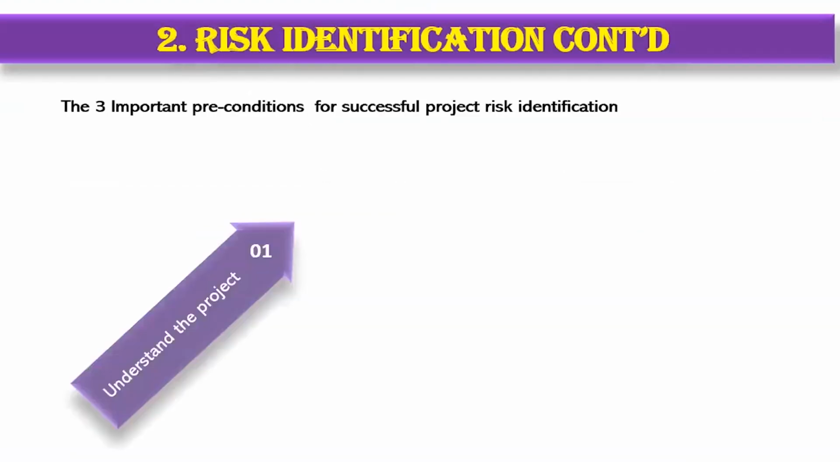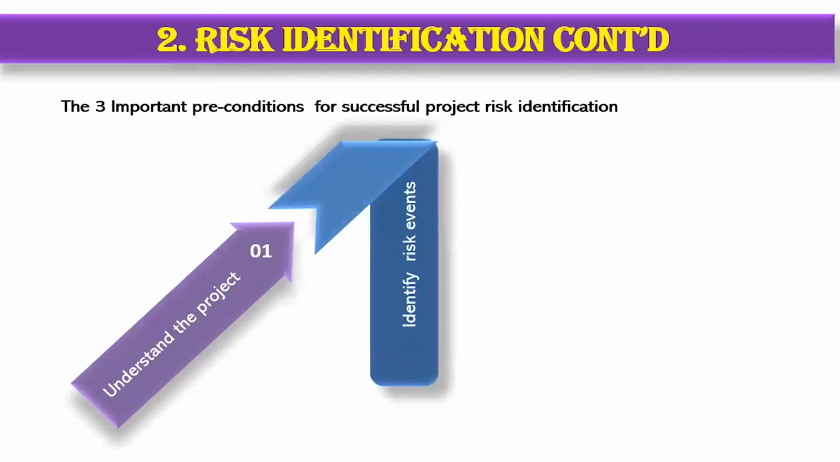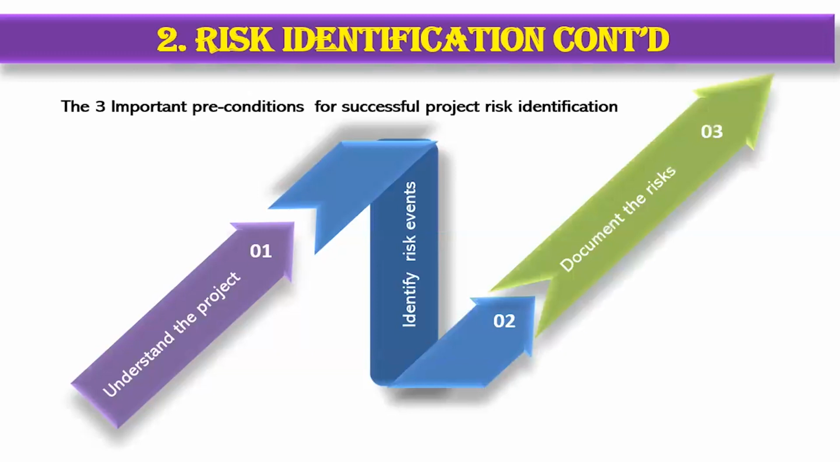Then, there are three important conditions that we must understand when we are doing risk management or risk identification. First of all, it is important that we understand the project. What project are we talking about? Two, we should identify all risk events on the project. And three, we should document the risk. If we are able to go through these three time-tested models of risk identification, chances are that we'll be able to cover all the risks on the project and be able to handle them well.